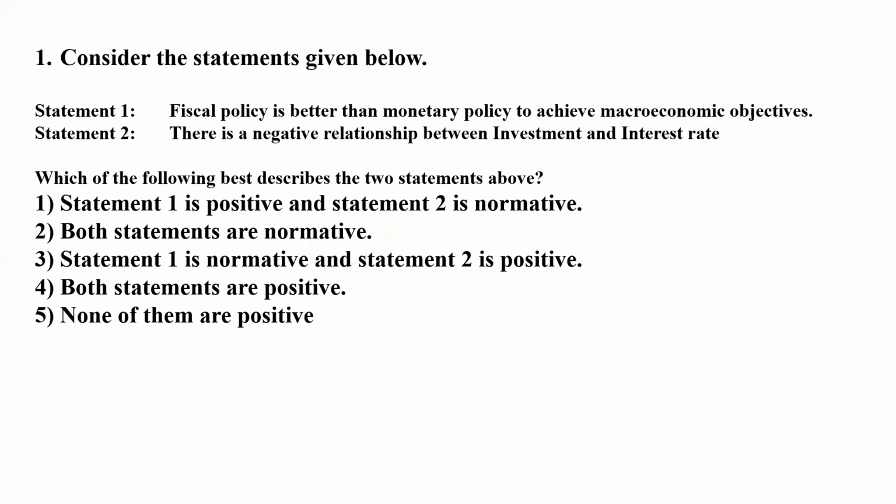Like this, if you can prove the statement using real world evidence, if there is data to prove it, that's called a positive statement. Then out of these two statements, we see what is positive and what is normative, whether both are positive or both are normative. Statement 1: fiscal policy is better than monetary policy to achieve macroeconomic objectives. Here, even though you don't know what monetary policy or fiscal policy is, no matter.